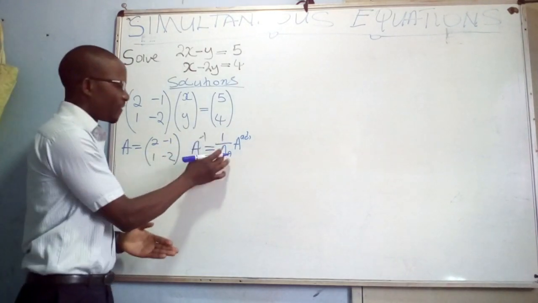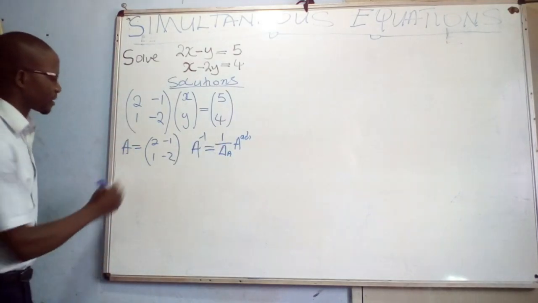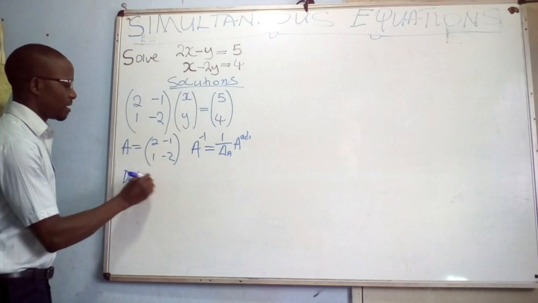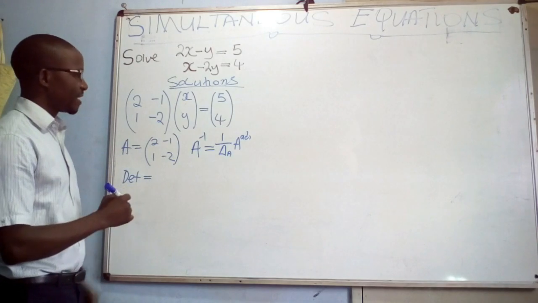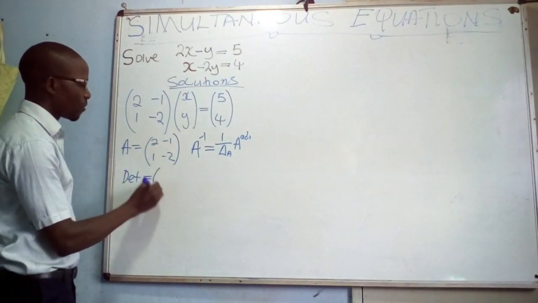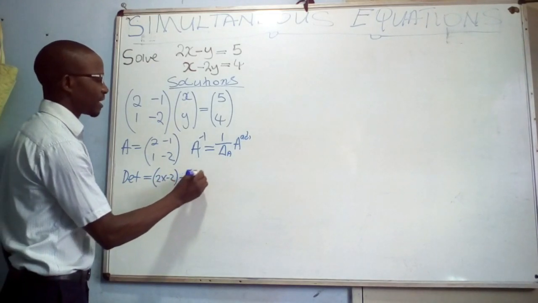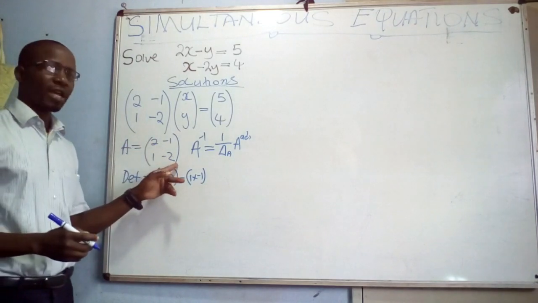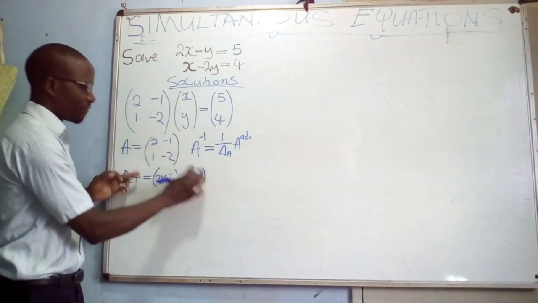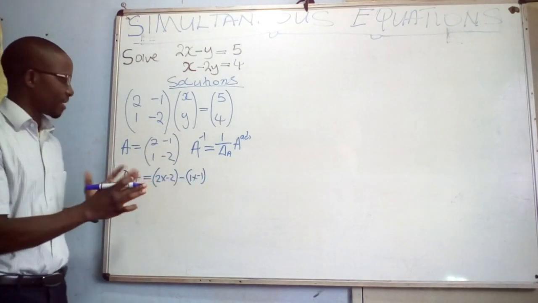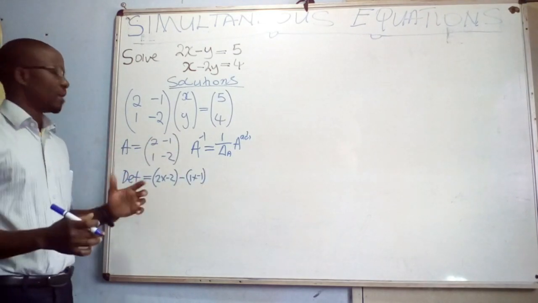So 1 over determinant. This stands for determinant. So first of all, let's find the determinant of this matrix. Determinant is equal to the product of the major diagonal minus the product of the minor diagonal. So in this case, we have 2 times -2 minus 1 times -1. This is our major diagonal, this is our minor diagonal. So product of the major, product of the minor. Do not make a mistake there. The major diagonal, product. The minor diagonal, product. So you subtract the minor from the major.